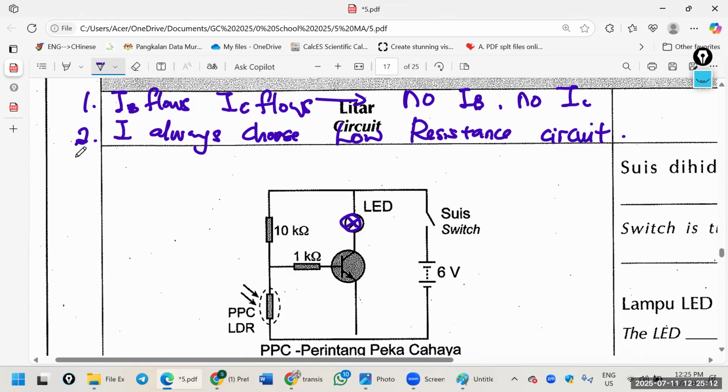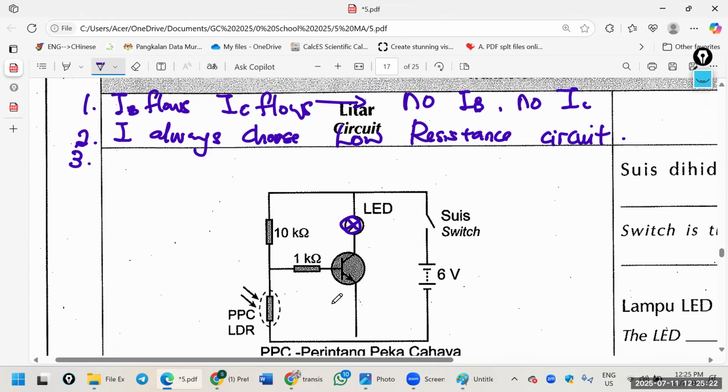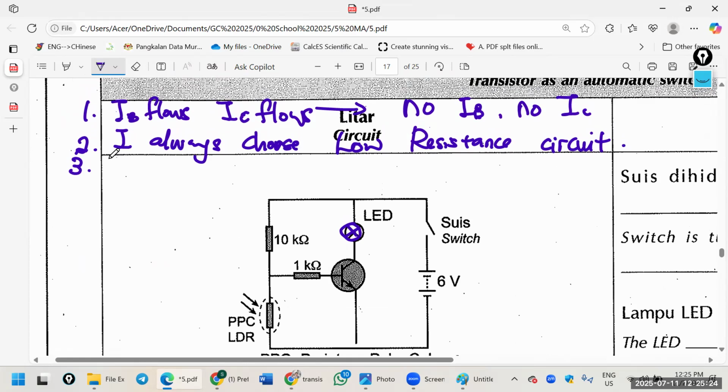Okay, then number 3 is what? Number 3 is LDR is a sensor, stands for light dependent resistor. This LDR got one characteristic, which is, please remember BL. No need to search internet. The BL here means bright low. Low resistance. Okay?